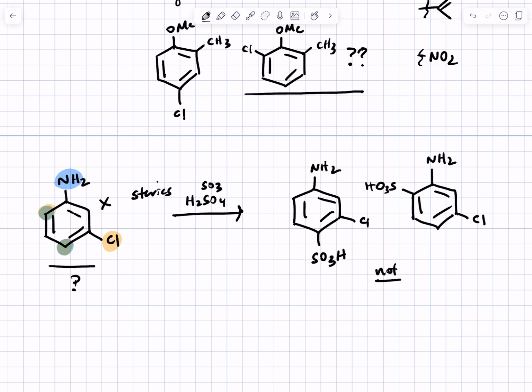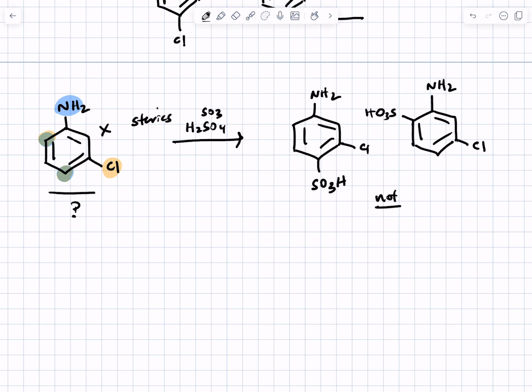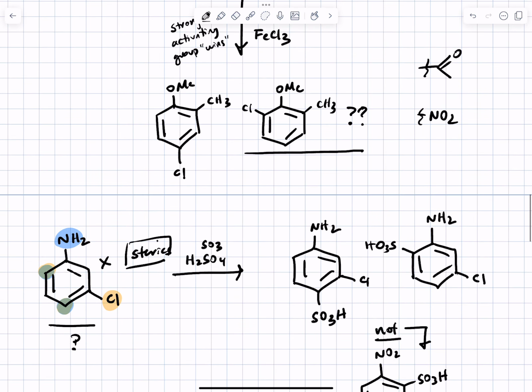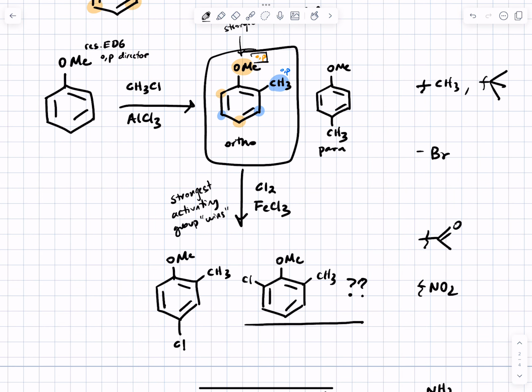But notably, we don't, and I'll even draw the one. I don't want to draw it, but I will. So we don't see that one. And the reason is because the position that's ortho to two other groups, or in between two meta groups, is sterically hindered. Now, how does that differ from the situation here? When we get this product, this position here is only ortho to one group. It's clear on the other side.